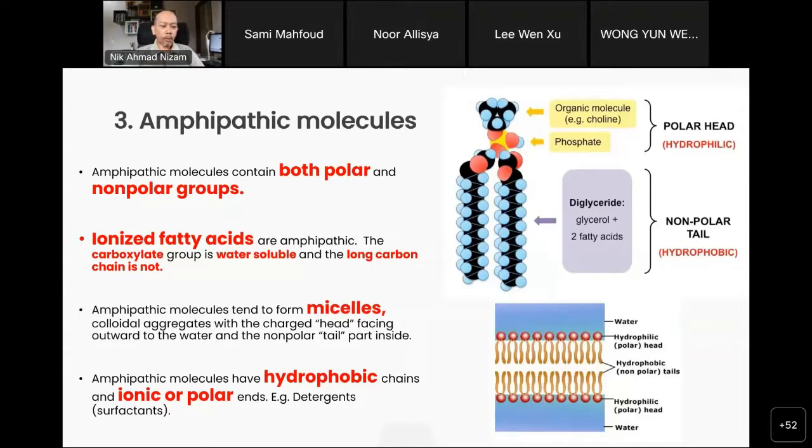So inside the amphipathic molecule, it has both polar and non-polar groups. For example, ionized fatty acid. We learned this in lipid. And fatty acid is amphipathic. So the carboxylate group is water soluble. So inside the fatty acid, there is a carboxylate group, COO minus or C double bond O, OH, which is water soluble, and it has a long carbon chain which is not soluble.